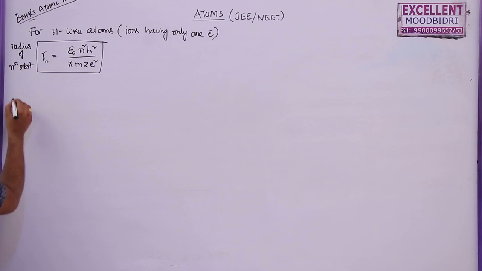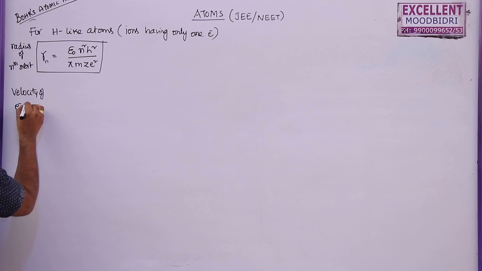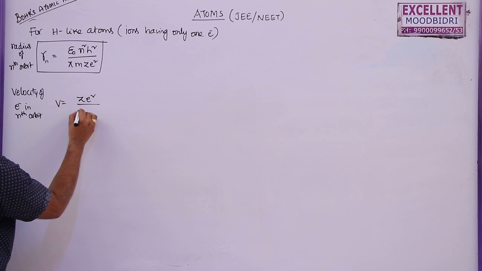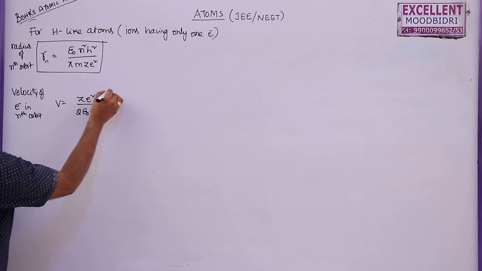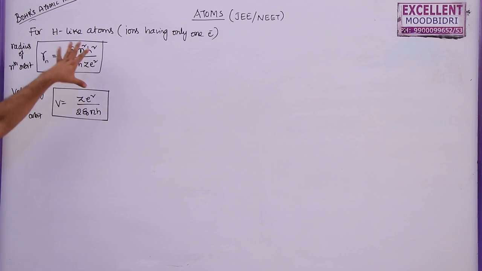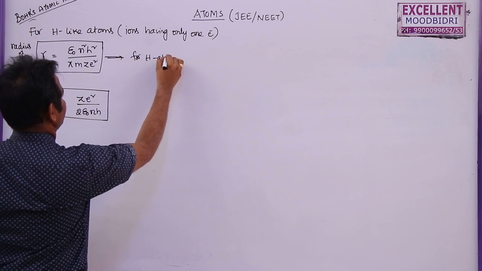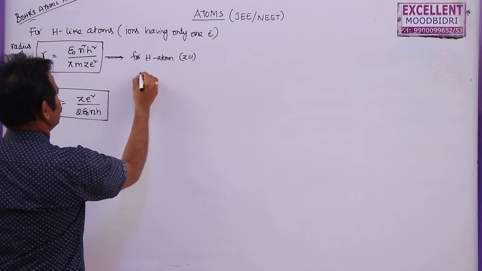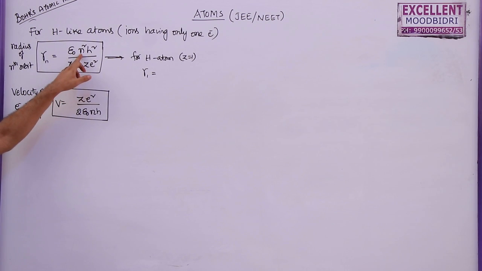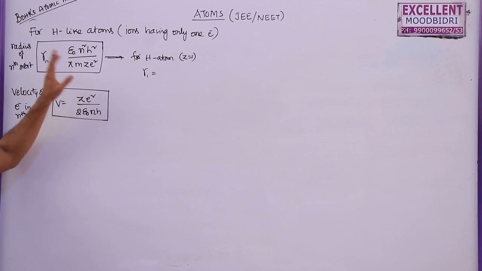Then we found the velocity of the electron in the nth orbit, which is given by ze square by 2 epsilon naught n h. So this is the velocity here. Now if you take the hydrogen atom, for the H atom where Z is equal to 1, this will become R1 is equal to epsilon naught n square, n is equal to 1 because R1 is the radius of the first orbit, by pi m Z square. All are constant values.